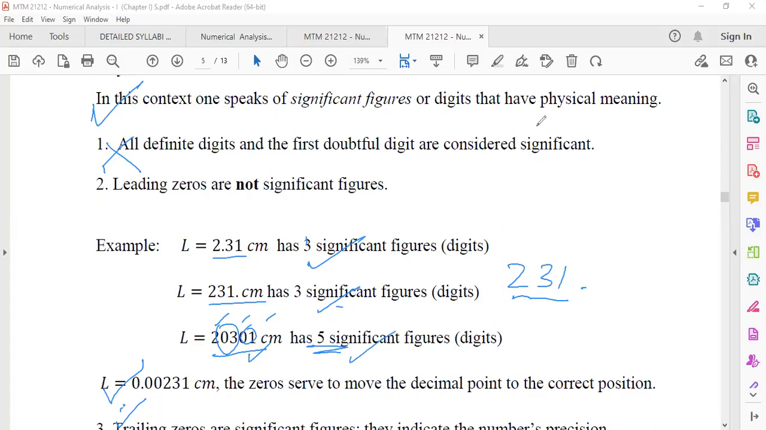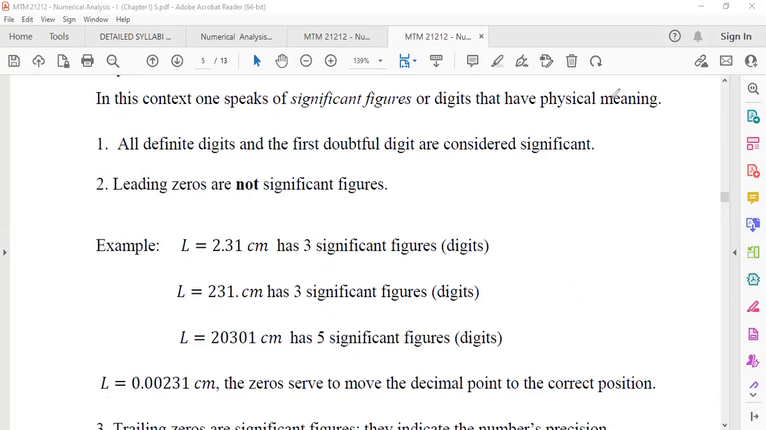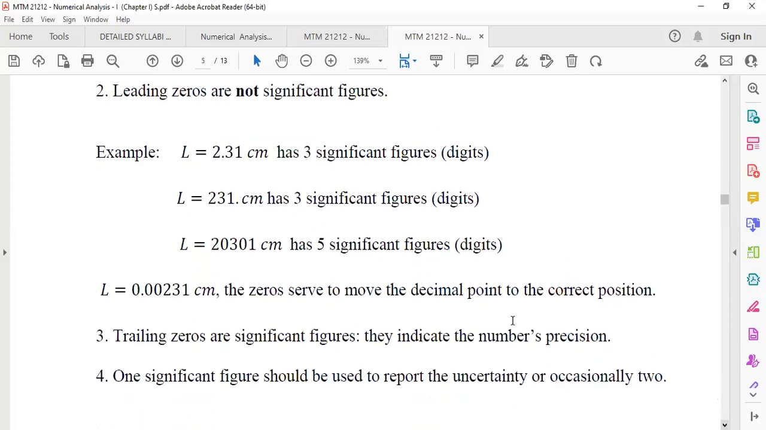Okay. Now how about this one, the last one? What do you think? So 0.06. These two or three are leading zeros, so no. So 1, 2, 3. The zeros serve to move the decimal point to the correct position. They say the zeros serve to move the decimal point to the correct position.